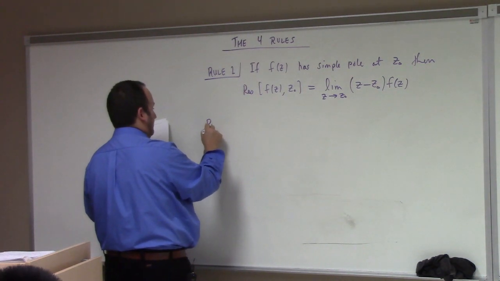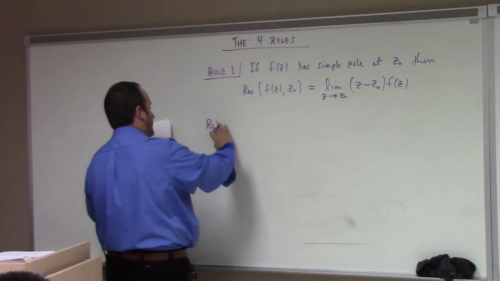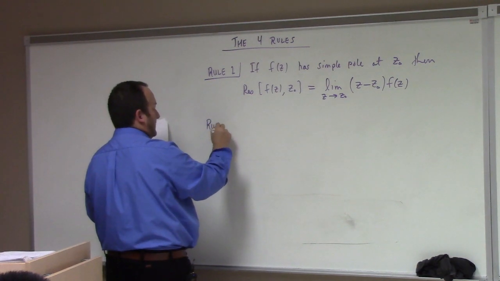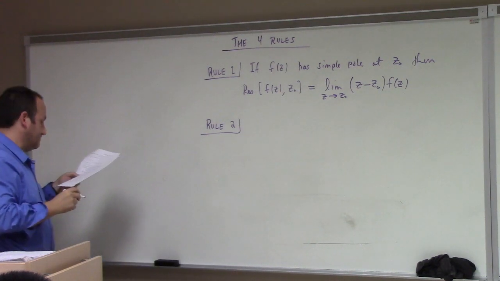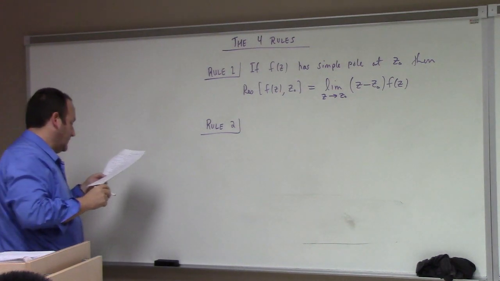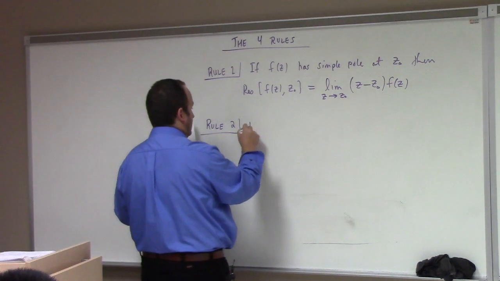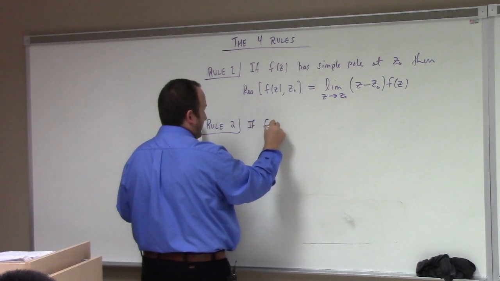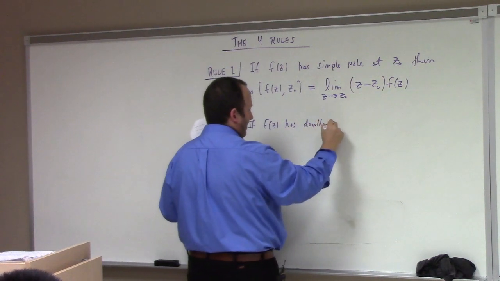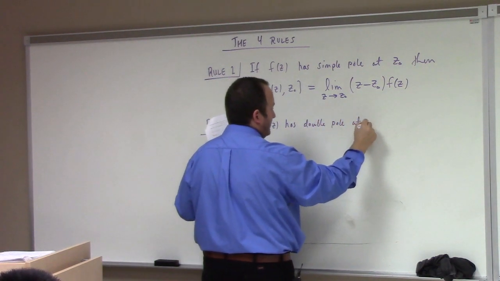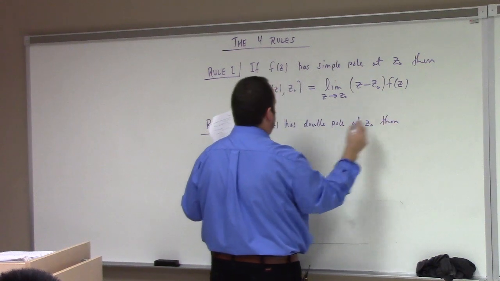Rule number 2. So I'm going to state all the rules and then we'll start thinking about their proofs, okay? We just go ahead and state all the rules, make sure we get them stated. Rule number 2 is if f of z's got a double pole at z naught, then to calculate the residue, what do you do?